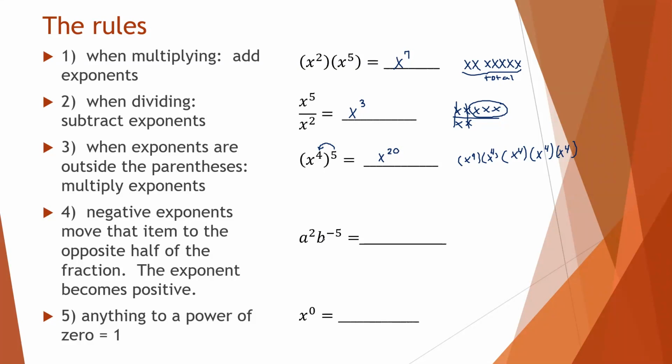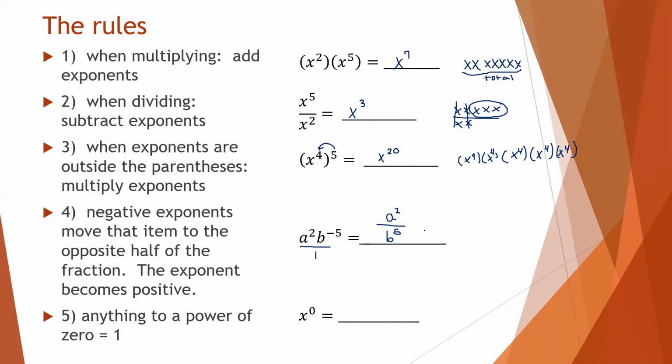My fourth rule is that a negative exponent moves that item to the opposite half of the fraction and it becomes positive. So when I look at this particular problem, I don't see a fraction, but I know that any number or variable can be a fraction by writing it over 1. So when I write it over 1, I see the numerator and denominator of this, and so I will keep the a squared in the numerator, and I will move the b to the fifth to the denominator, and by moving it, it becomes positive.